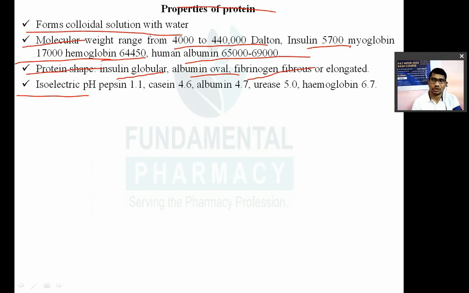So isolated point or isolated pH of protein means the pH at which protein has a least solubility. The pH at which protein has a least solubility or protein exists in a bipolar ion. Pepsin, that is a proteolytic enzyme, that is also protein, so it has a 1.1 isolated pH. Casein का होता है 4.6.